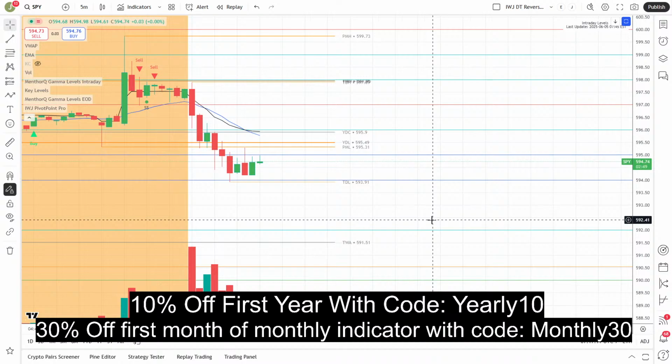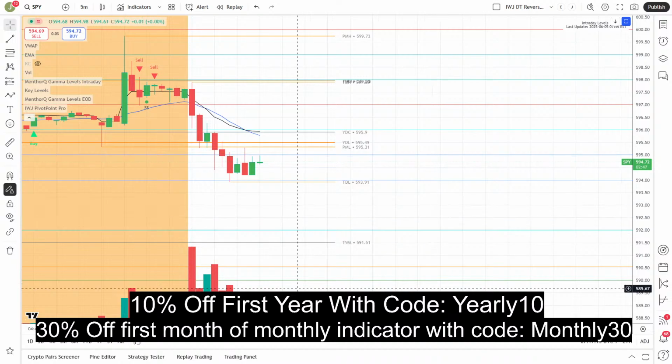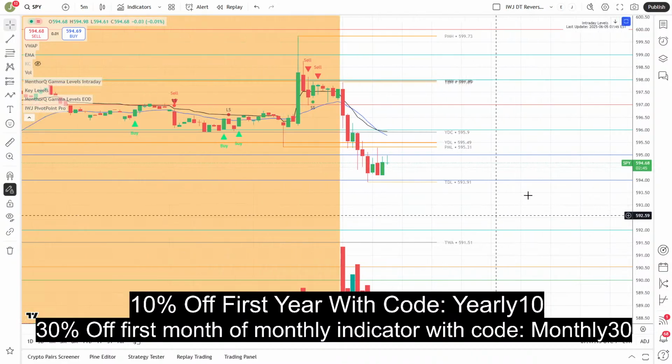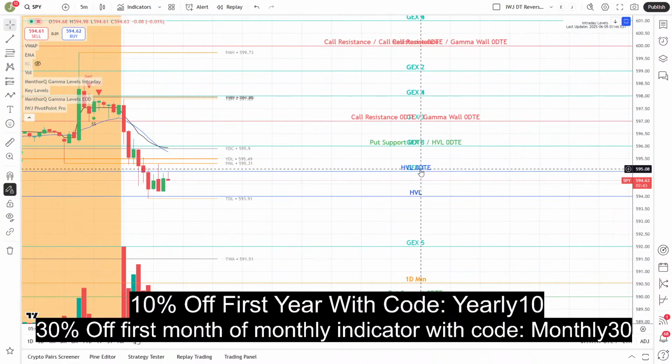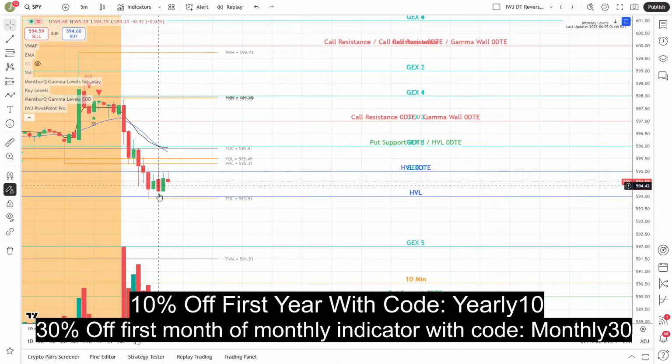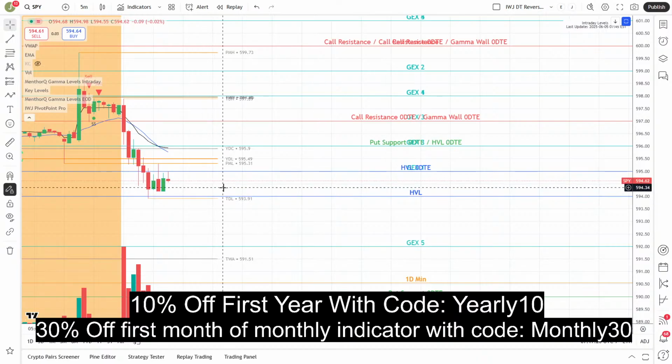So right now we're getting consolidation between the two high volume levels. Let me move this over so we can see those. So we got two high volume levels. They bounced this one back into this one, and now they're consolidating. And we'll see who wins out here.